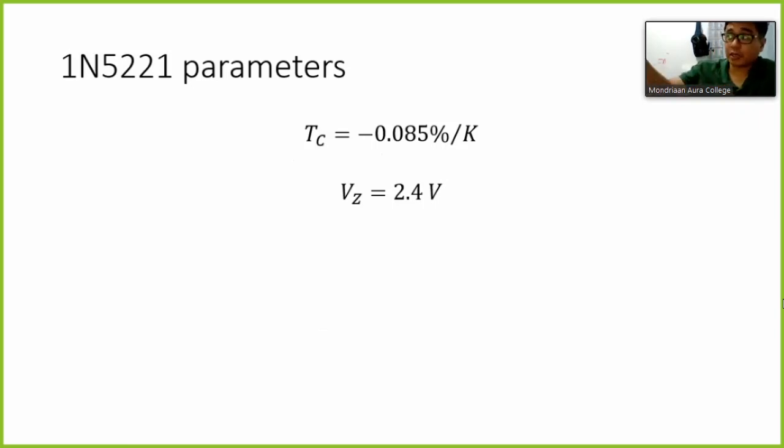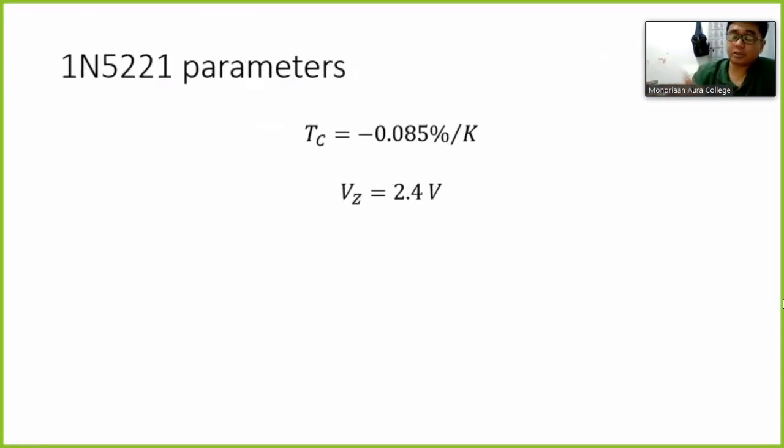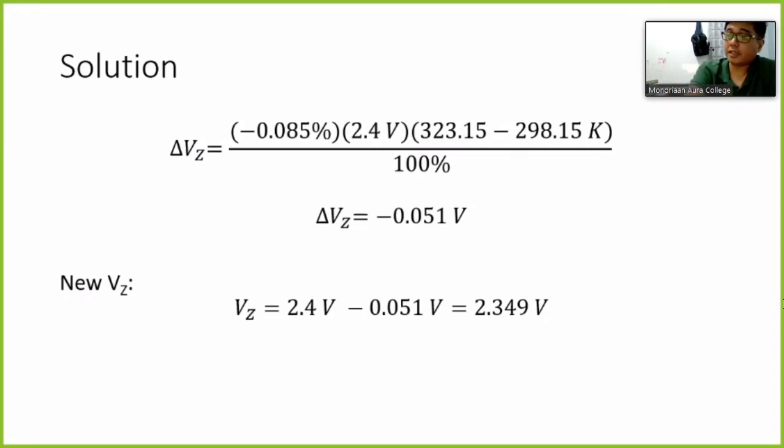Okay? So this is per Kelvin ang given. Okay? Kaya kailangan nyo i-convert syempre. So yan yung conversion. Okay? And then substitute the values dito sa ating equations for delta VZ. So direct substitution lang naman meron tayo. Delta VZ is equal to negative 0.051 volts. So the new Zener voltage is just equal to the nominal Zener voltage minus delta VZ or the change in the Zener voltage.